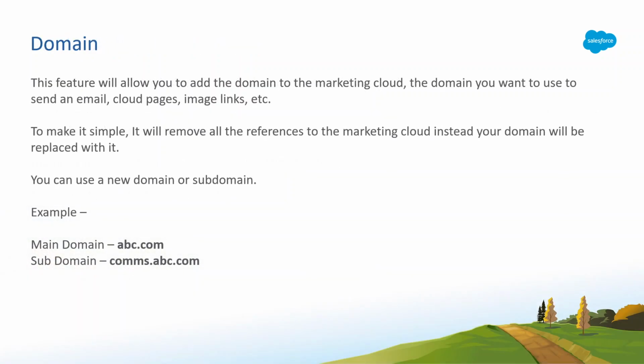The first one would be domain. So this feature allows you to add the domain to Marketing Cloud. So you can add your domain as a business. Now you have opted in for Marketing Cloud and you want to add your domain instead of exact target. So you need to specify which domain you want to use.